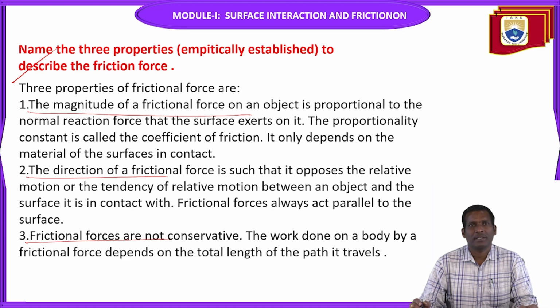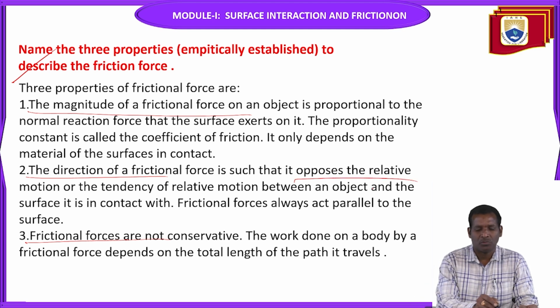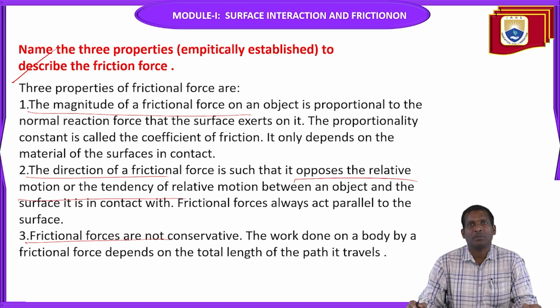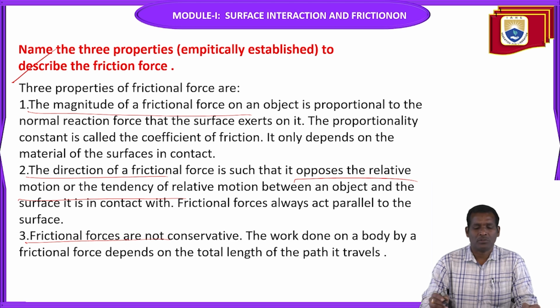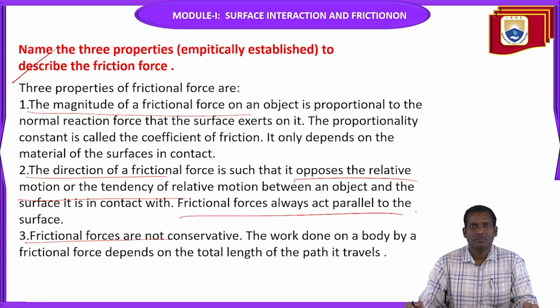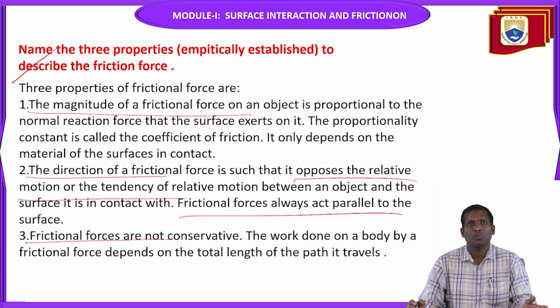Next one, the direction of frictional force: it opposes the relative motion or the tendency of relative motion between an object and the surface it is in contact with. The frictional force always acts parallel to the surface. So the direction of frictional force opposes the relative motion or the tendency of relative motion between the two surfaces. So always this frictional force is parallel to the surface.